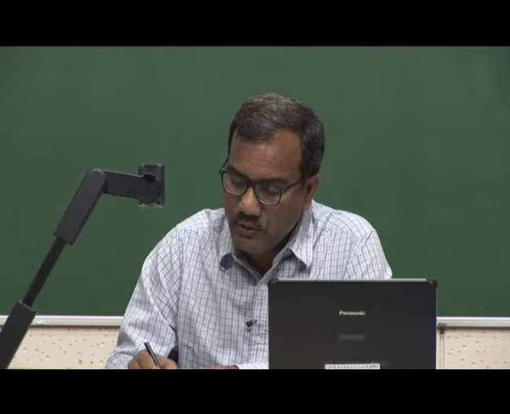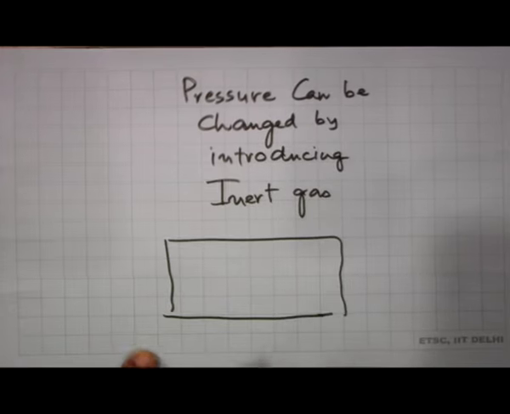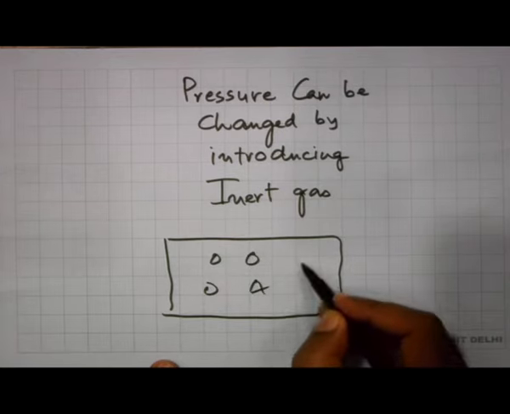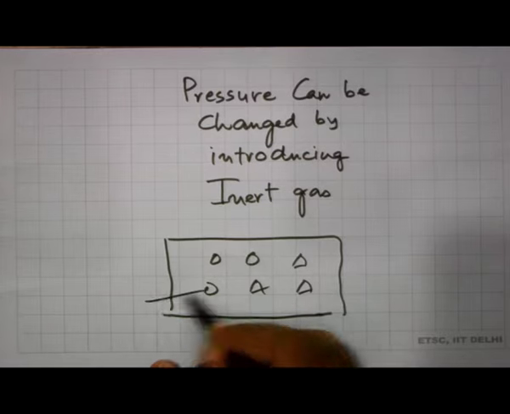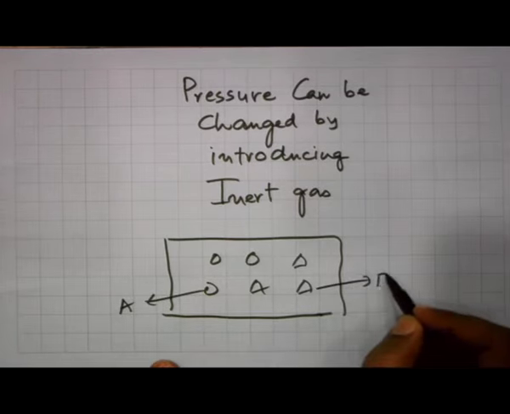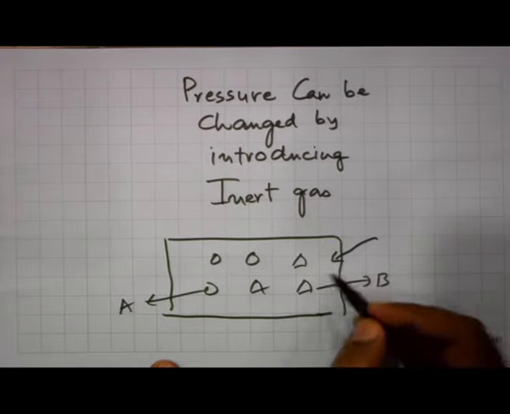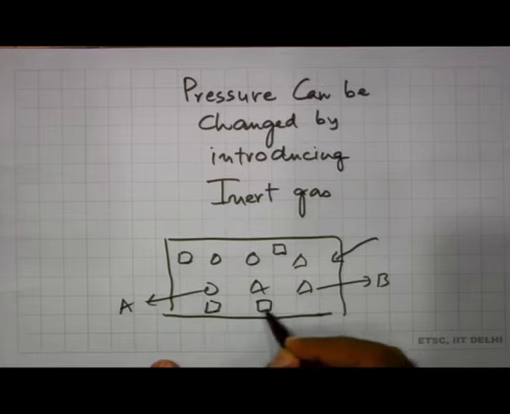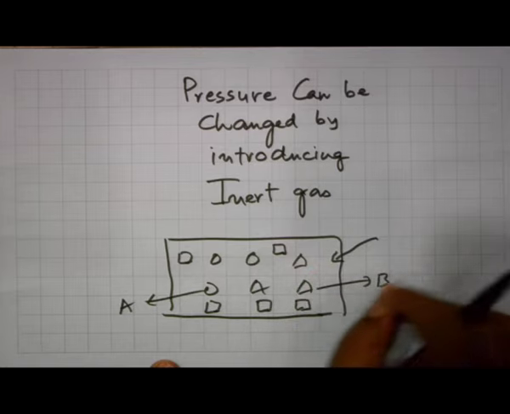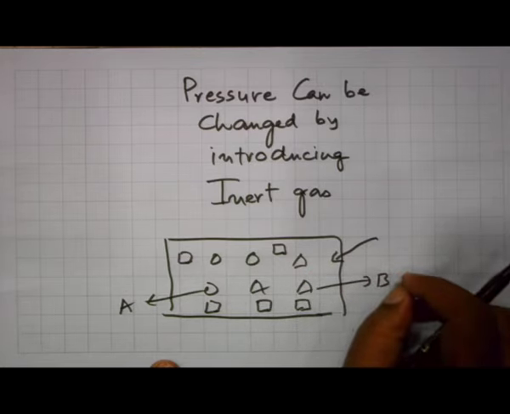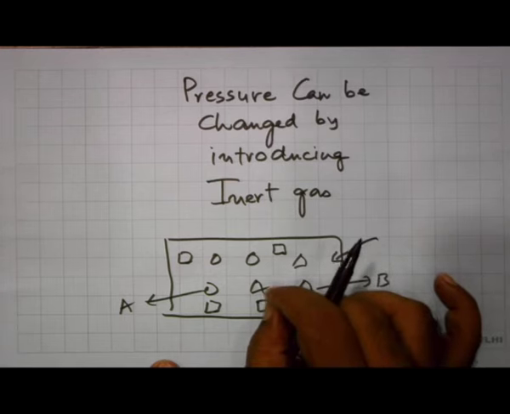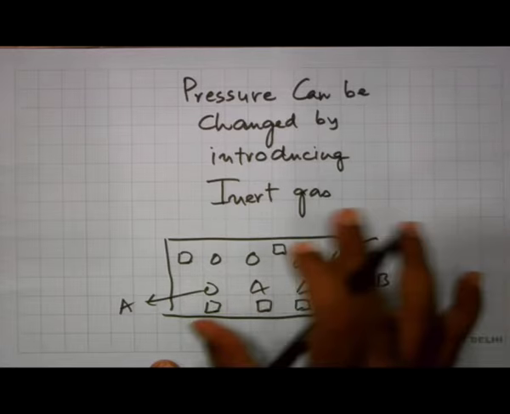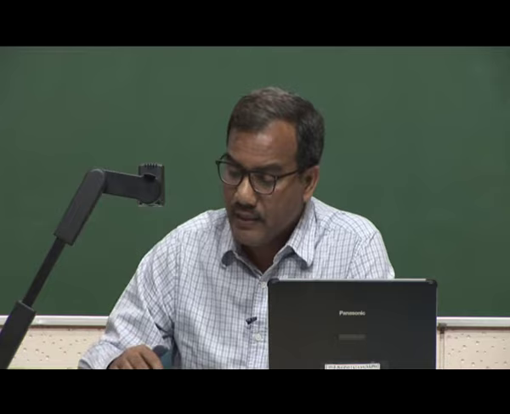Suppose I am taking a closed container with molecules of A and B. A is the reactant, B is the product. I can increase the pressure by introducing another gas which does not interact with A or B, that is, an inert gas. Overall pressure is increased, but volume has not increased. In that case, what happens?